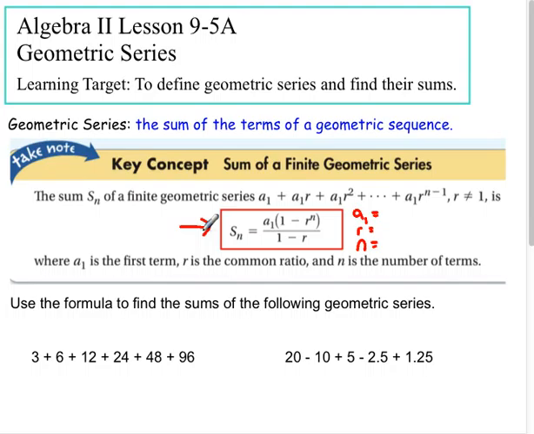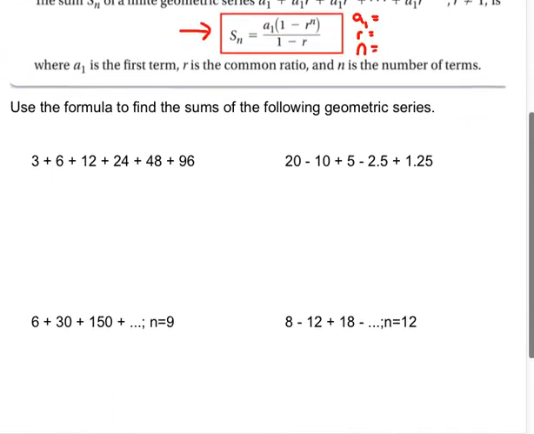So just like with arithmetic ones, I've created a couple examples just to help you get used to the formula. So here I've given you everything you're going to need. You just have to be able to plug it into that formula. So let's take a look. Here, it looks like I'm multiplying by 2 to go from term to term. So that's telling me my A1 is 3, my rate is 2, that's what I'm multiplying by, and the number of terms I can physically see. I have 1, 2, 3, 4, 5, 6 terms in that series.